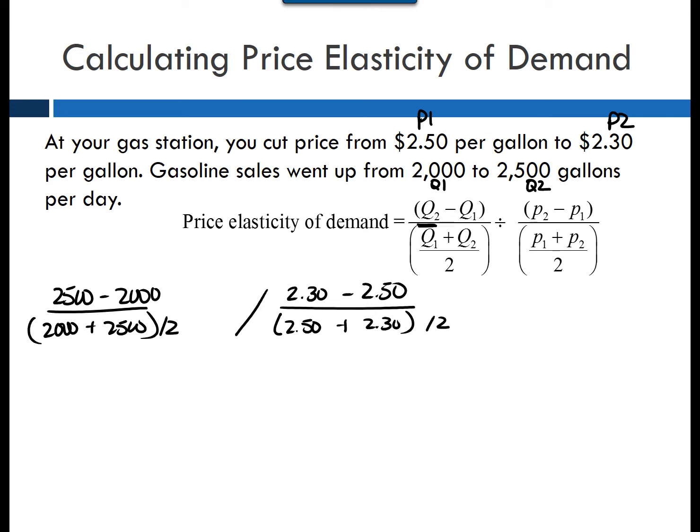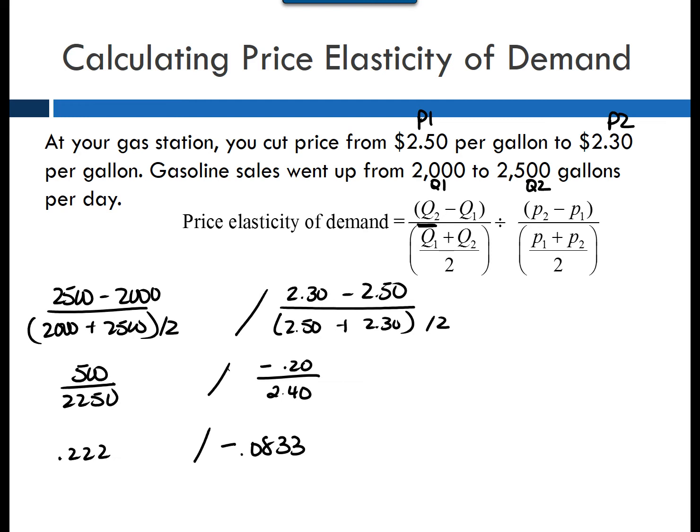So over here, I've got 2,500 minus 2,000, that's 500. And 2,000 plus 2,500 divided by 2 should be 2,250. So that gives me 0.222. If I do the same thing over here on the price, I've got a negative 20 cents over the average of 250 and 230, which should be 240. So that gives me a negative 0.0833.